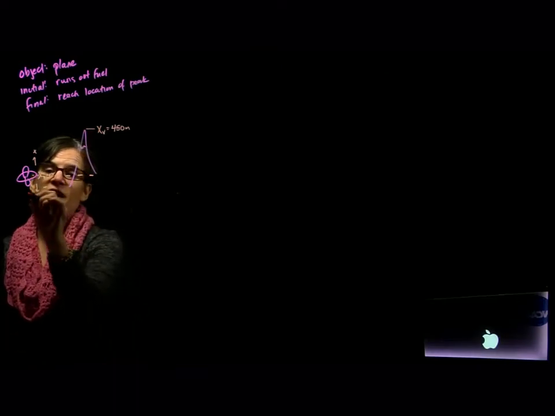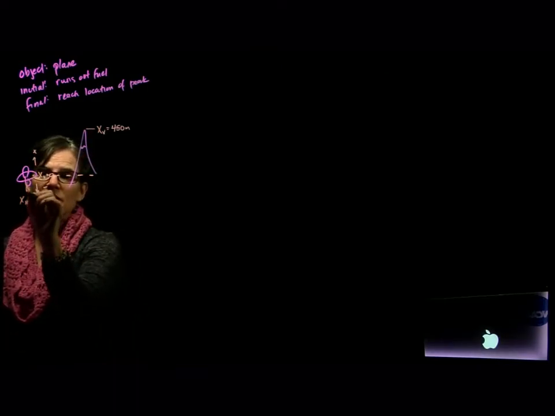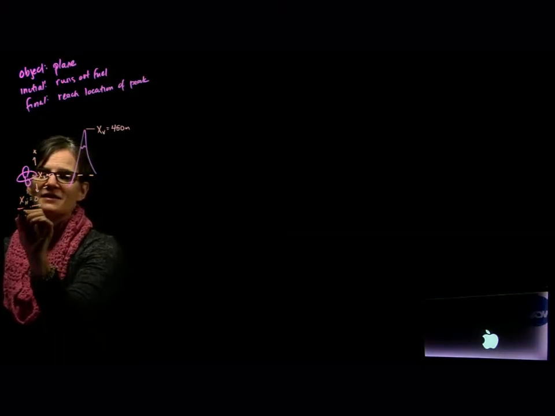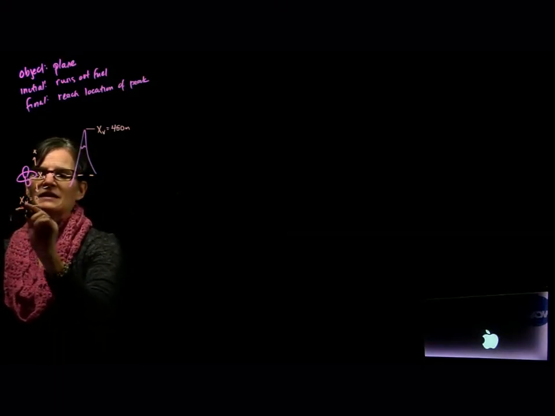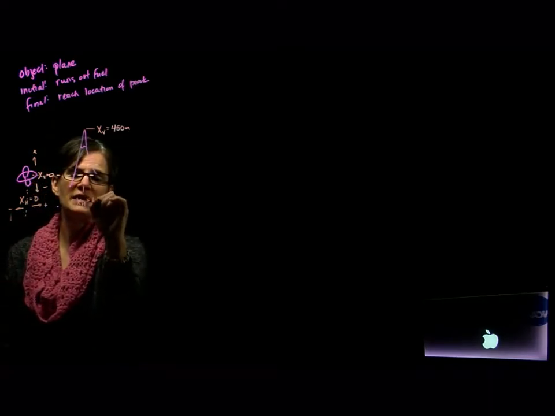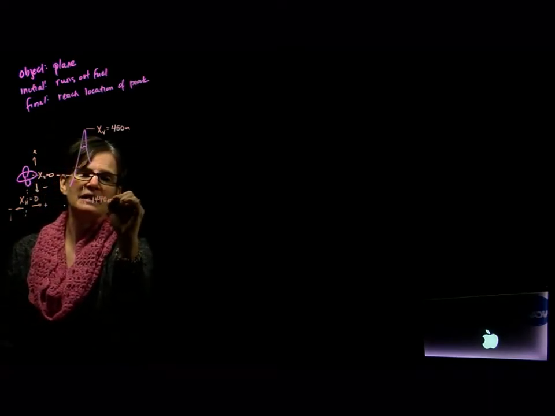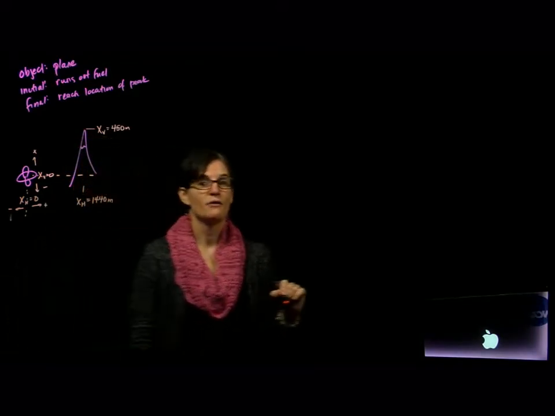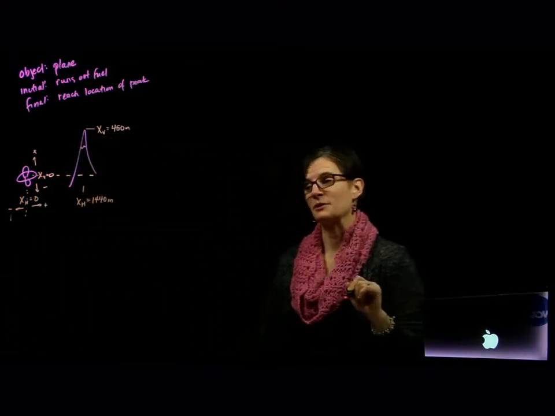We also have to define the horizontal position of 0, the origin there. Just as a reminder, everything to the right is positive and to the left is negative, so the peak then has a position of 1,440 meters in the horizontal direction.